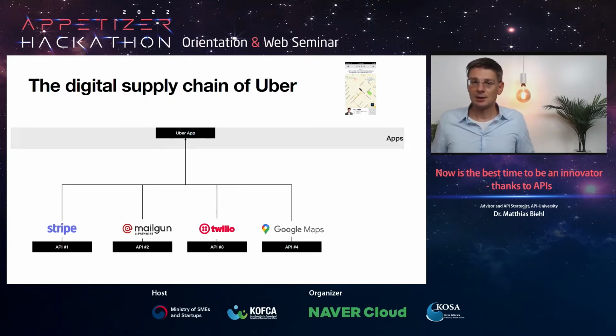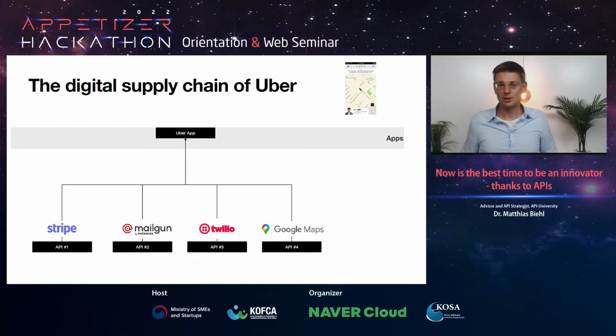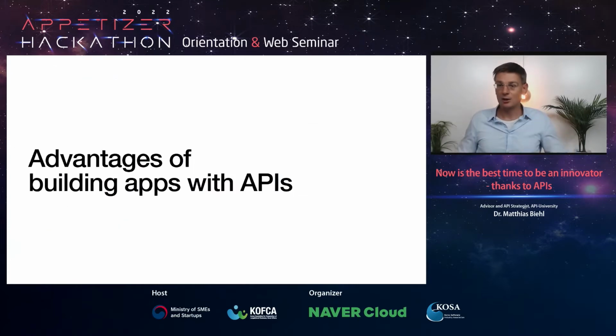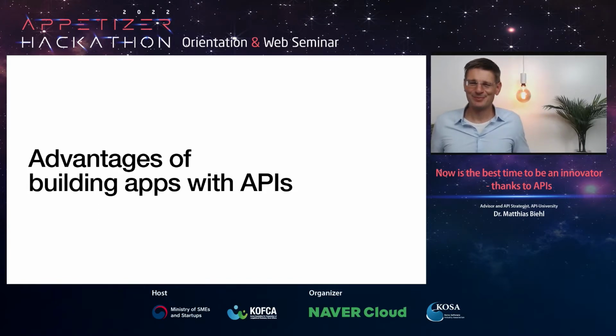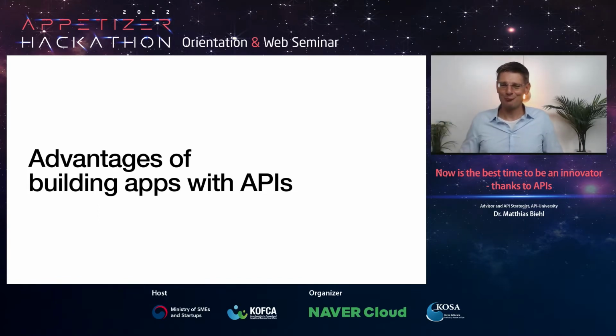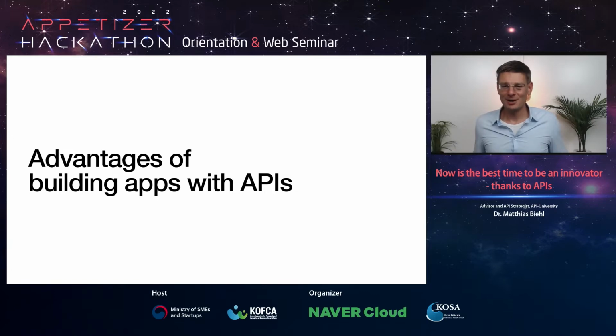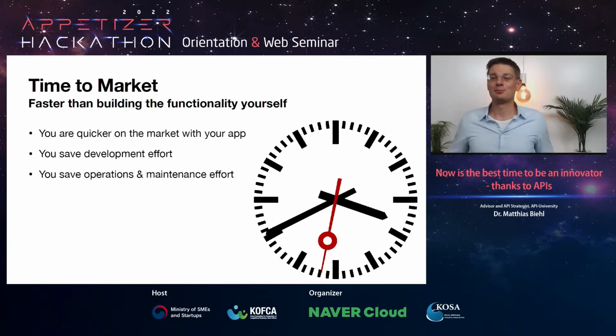And we can do more. We can do more of this. We can, for example, have a lot deeper supply chains where then one of those APIs is composed of other APIs, but we'll get to that. There are lots of possibilities to do that. Advantages for you building apps with APIs is, first of all, time to market, right?